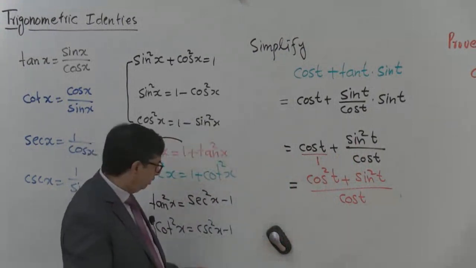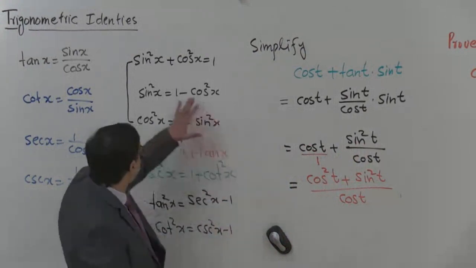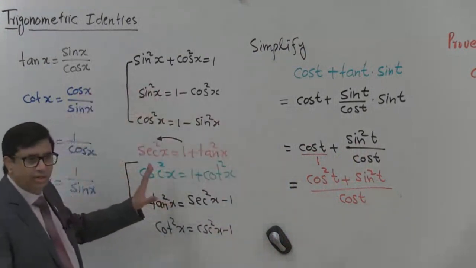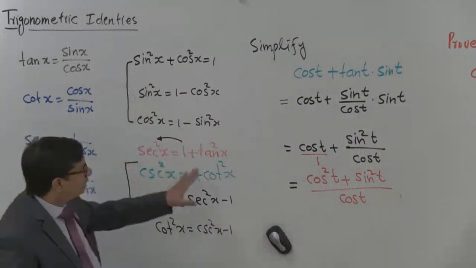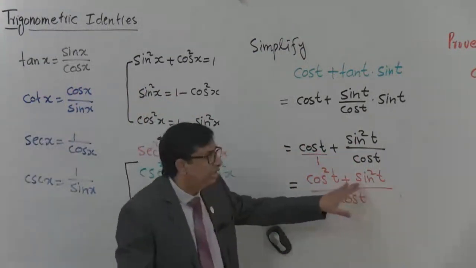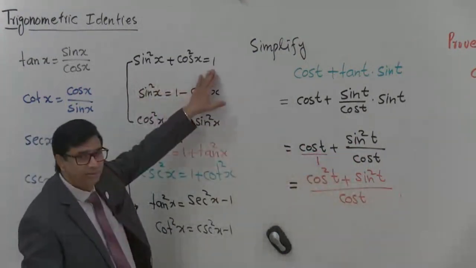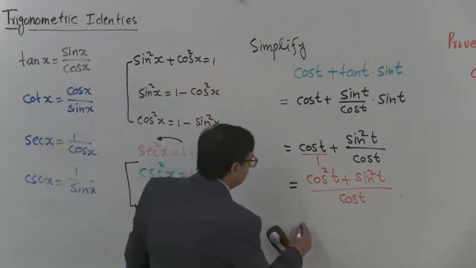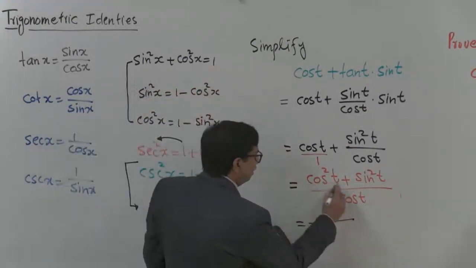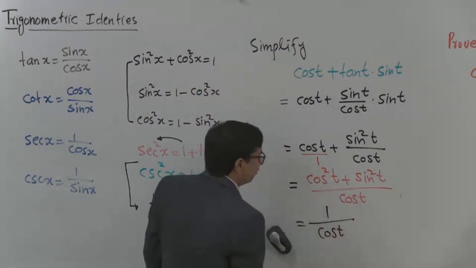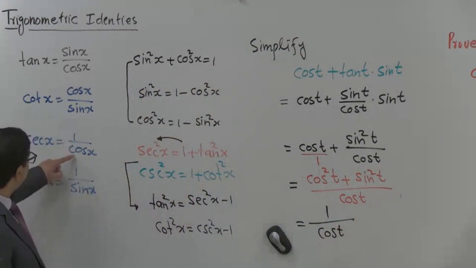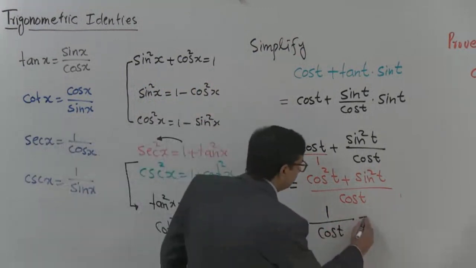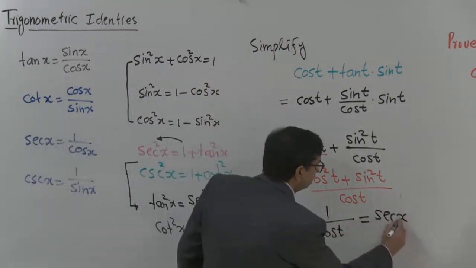Okay. Now look for this formula. Always keep your eyes on this table of formulas. You cannot do anything without looking at them. So keep your eyes on them. If this is cosine square t plus sine square t, you can see this is equal to 1. Okay, so write down this one over cosine t, and then again look at the formulas. 1 over cosine t, that is 1 over cosine x, which is secant x. So final answer is secant of x.